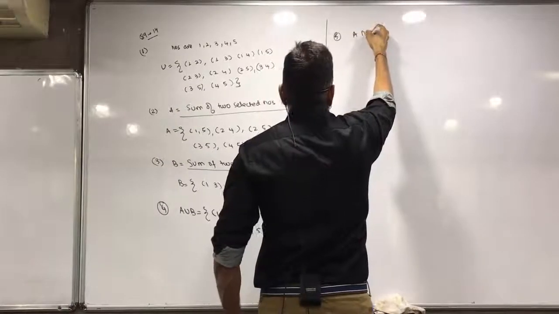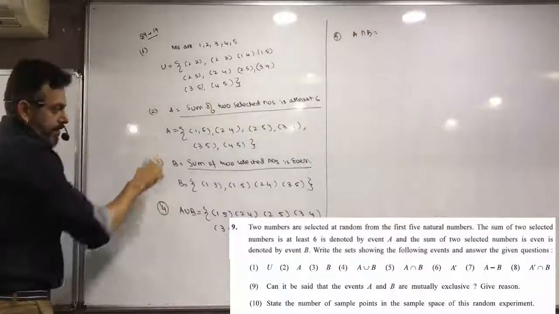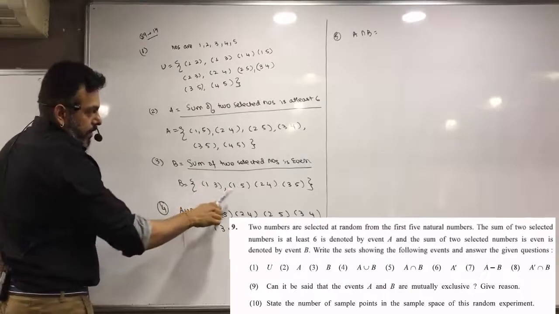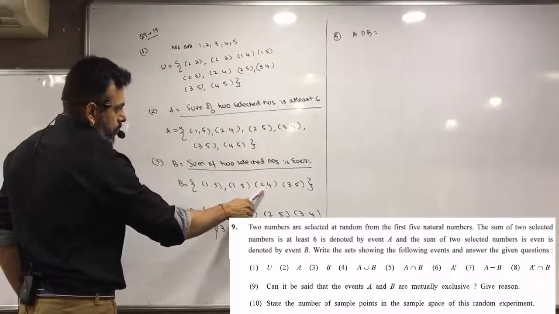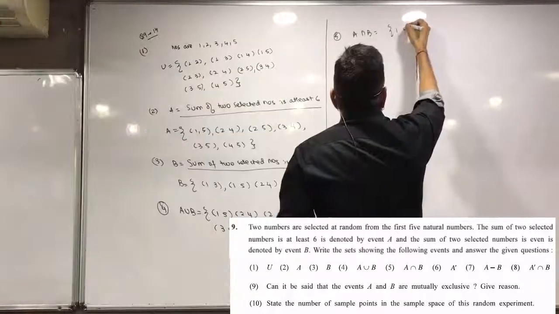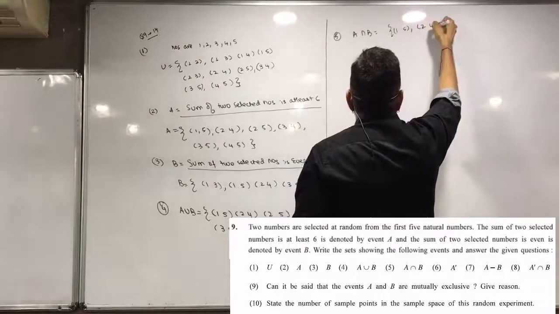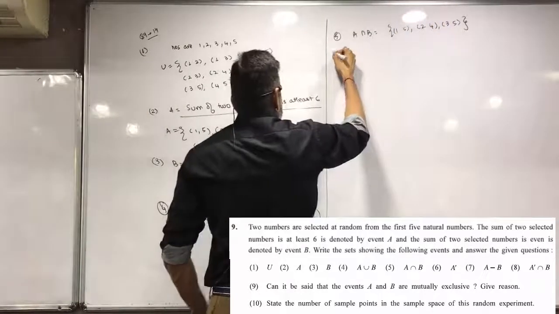A intersection B. Now what is common between A and B? 1, 5, 2, 4 and 3, 5.